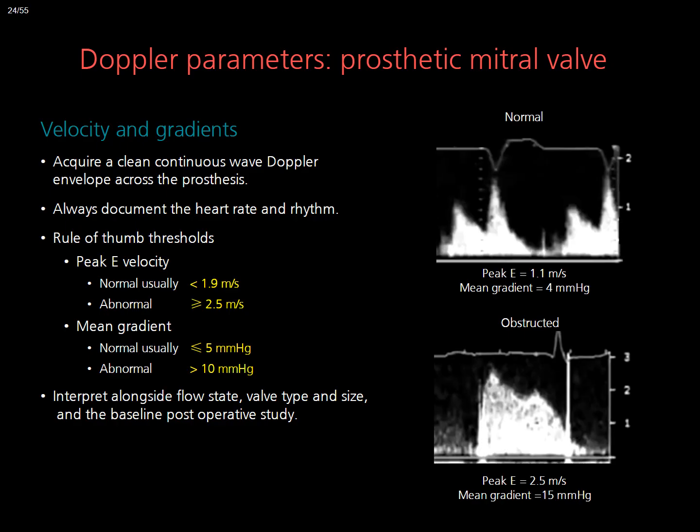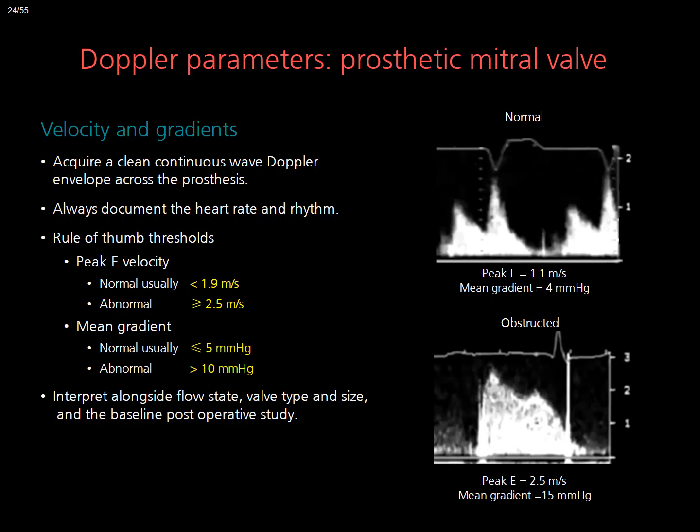For a prosthetic mitral valve, velocities and gradients are highly dependent on heart rate and flow. So start with a well-aligned continuous wave Doppler trace and record the heart rate. As a rule of thumb, a peak E velocity below about 1.9 meters per second and a mean gradient of 5 or less are usually reassuring.